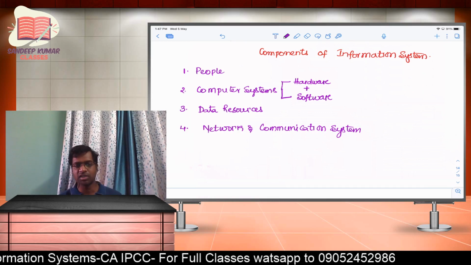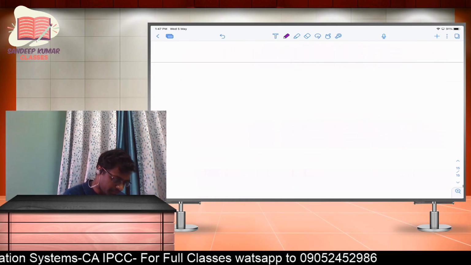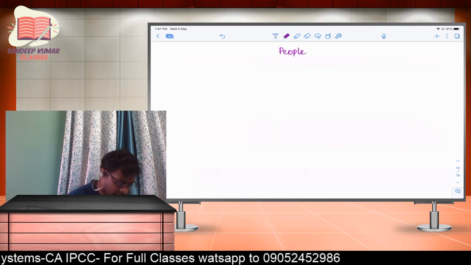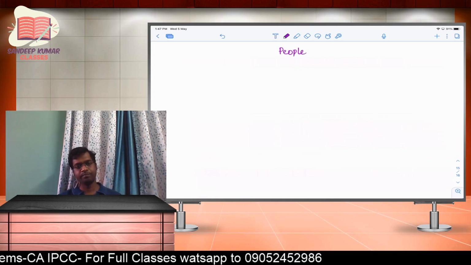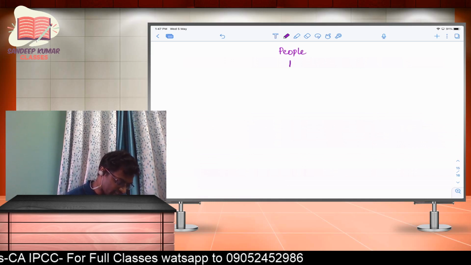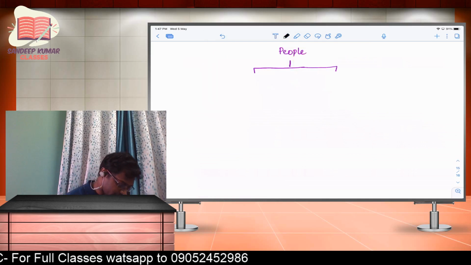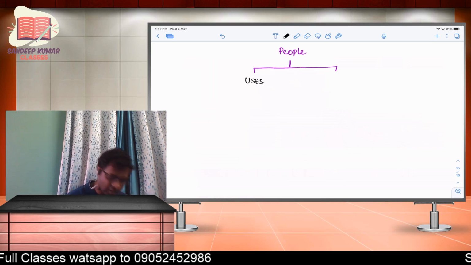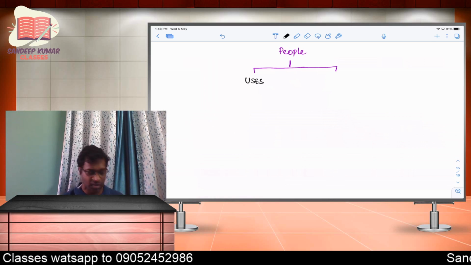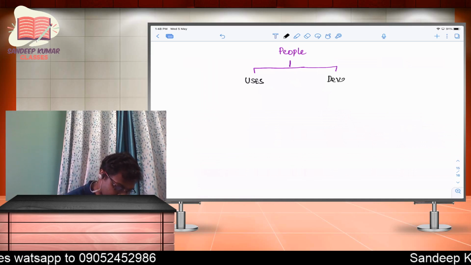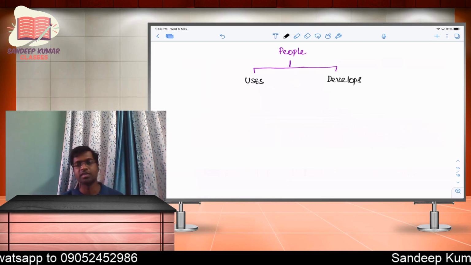Now we'll study one after the other. We'll study the first one, people. Who are people? As I said, I can classify people into two. One, a person who uses an information system. Second one, a person who develops the information system.